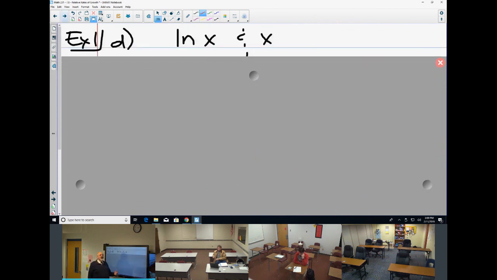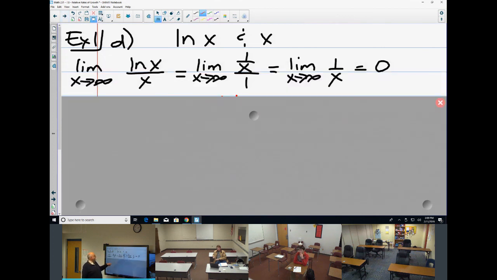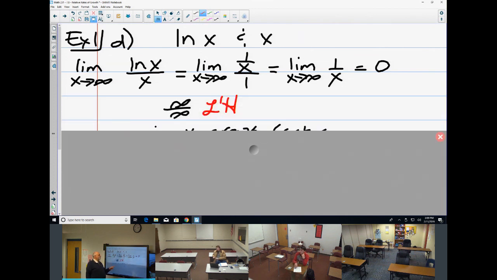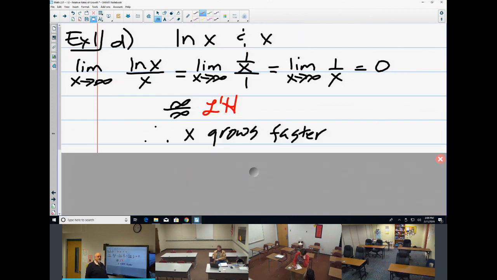All right, so let's try natural log of x and x. So you have natural log of x over x, okay? That's going to be infinity over infinity, so L'Hopital's rule. So you have 1 over x over 1. Well, anything over 1 just becomes 1 over x, so that's 0. That means the denominator wins, which is x. So then x grows faster. So if you get a 0, then the bottom one wins. All right, so try practice 1D.